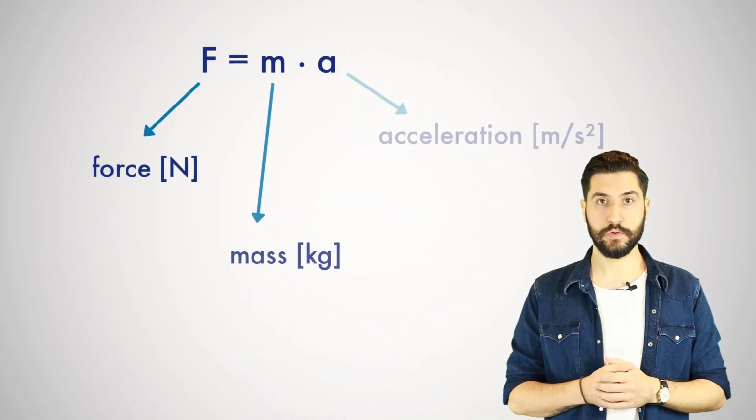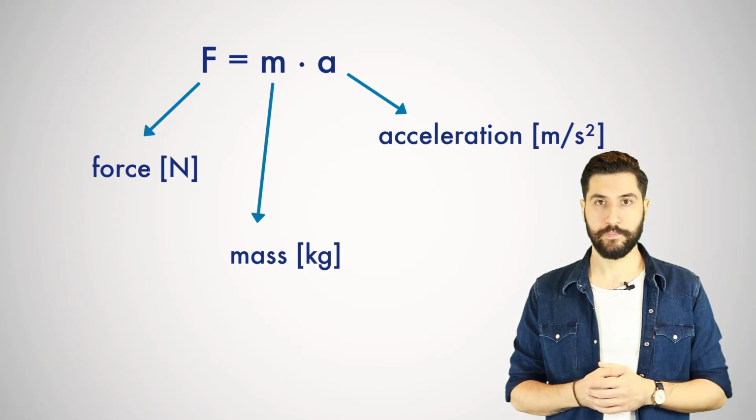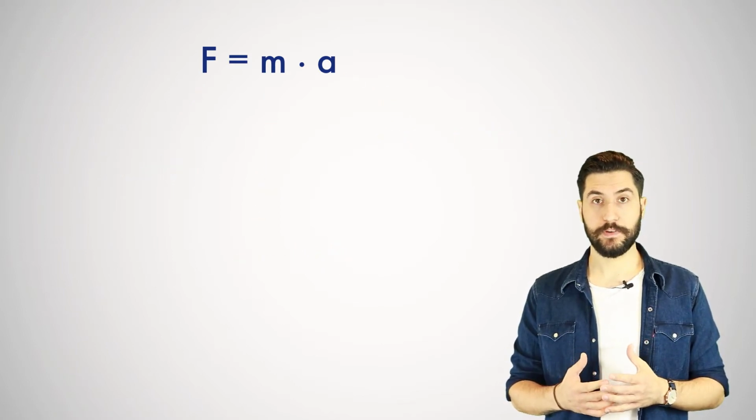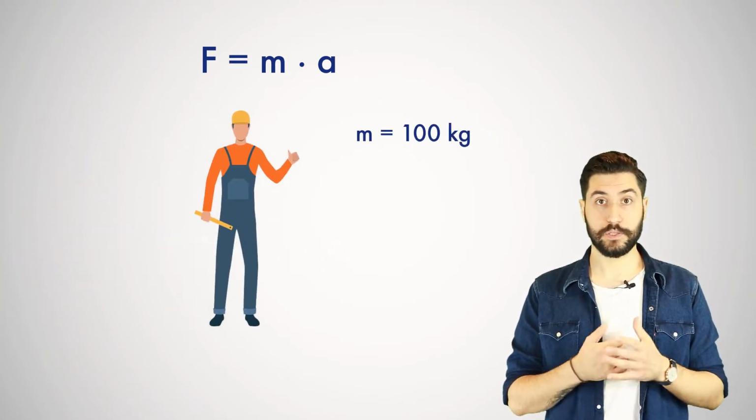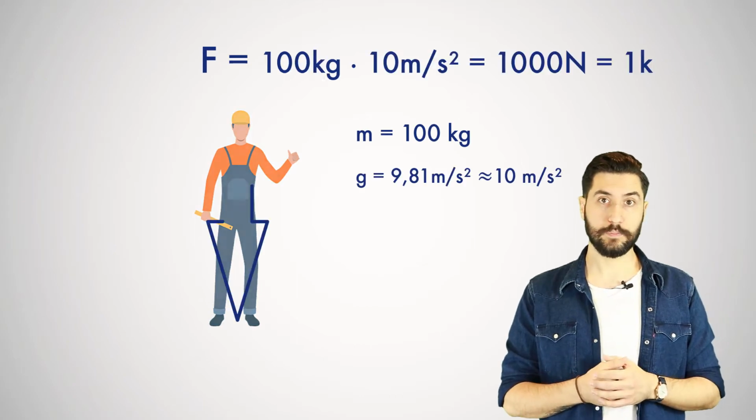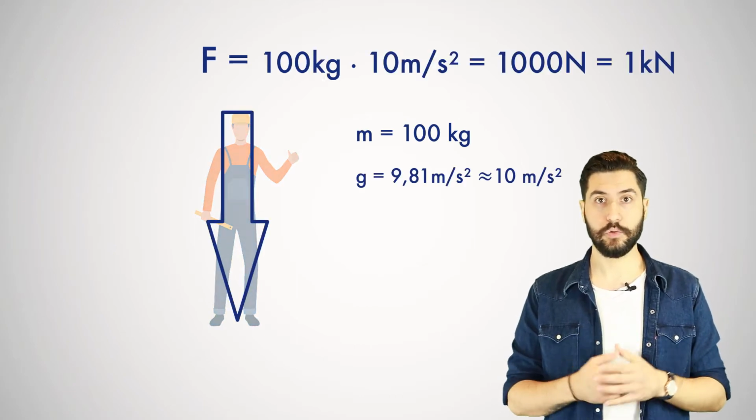What is a force? In classical physics, this is an action that can accelerate or deform a body. You cannot see the forces themselves, but you can recognize them by their effects. The well-known formula for this is force equals mass times acceleration and the unit in SI is Newton. A good guide value is, for example, a well-trained construction worker with a weight of 100 kilograms, who causes a force of 1 kilonewton due to the acceleration of gravity.